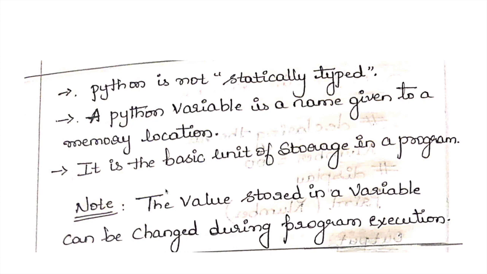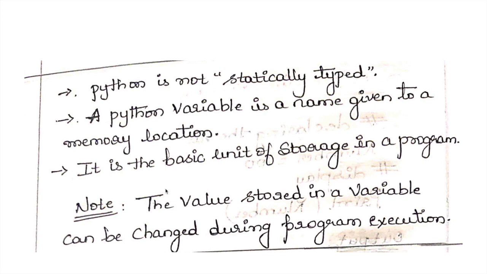So a Python variable is a name given to a memory location. So you are going to name your memory. x is equal to 4 means you are naming your memory as x. In that place, you are storing the value 4. So a variable is nothing but a basic unit of storage in a program. It is mainly used for storing data values.